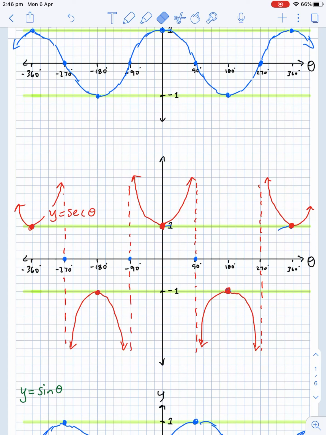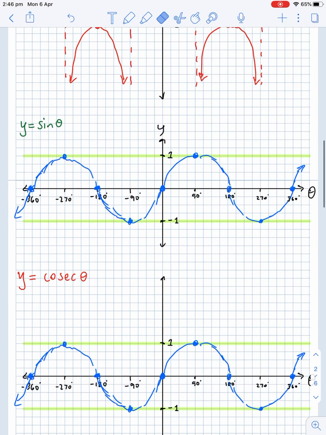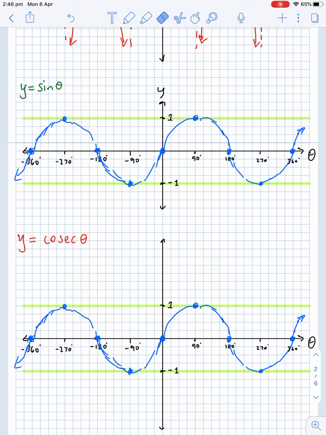Yeah, just a whole heap of little parts everywhere. If you put sec theta into a graphing calculator, like into GeoGebra or something, it's exactly something like this. Okay, so let's move on. Now, sine theta links up with cosec of theta. They're similar, they're just the flipped version of each other. It's the same sort of idea.